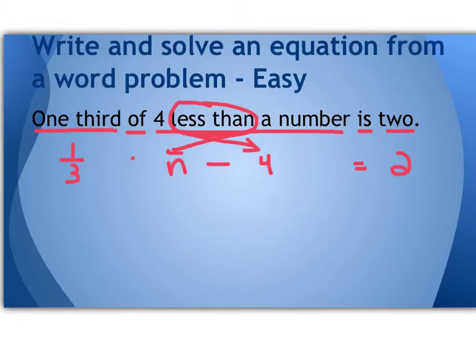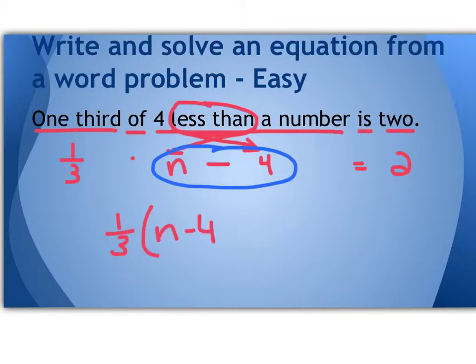Now how do I write this? I'm not really taking 1/3 of n, I'm taking 1/3 of all of this right here. So I have to be really careful of how I write it. I'm going to do 1/3 of all of this equals 2.